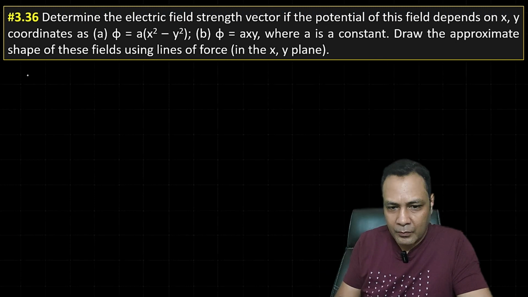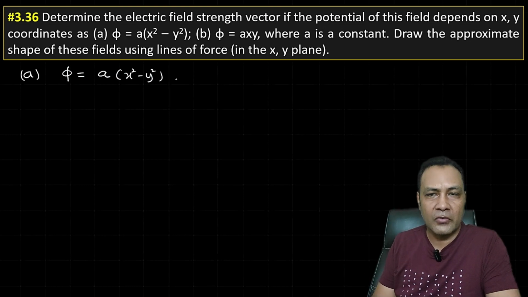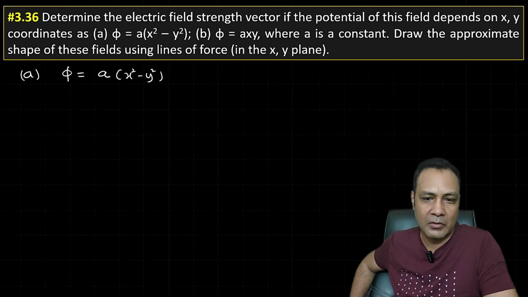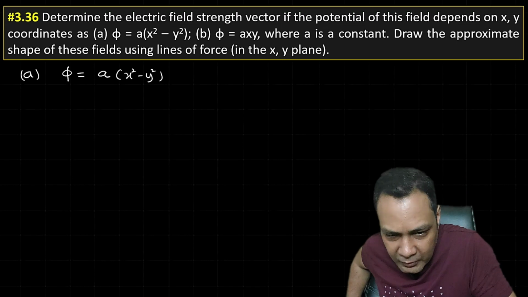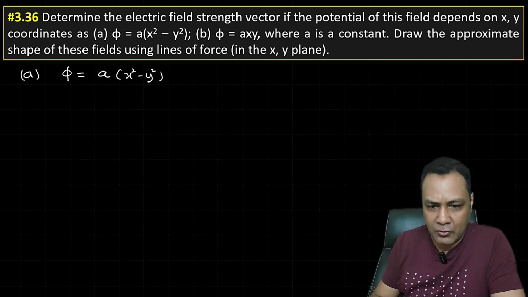So this is the potential as a function of x and y. I can directly plot field lines using the potential, but it is also asked to find the field strength, and that will be a cross-check for me if I use the field strength vector expression also.